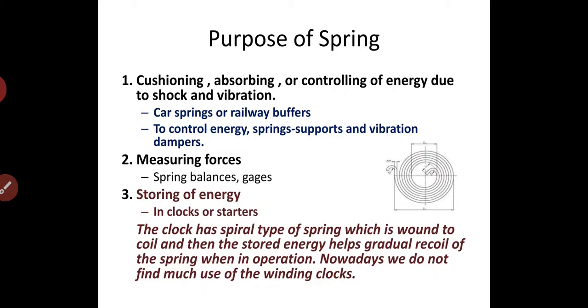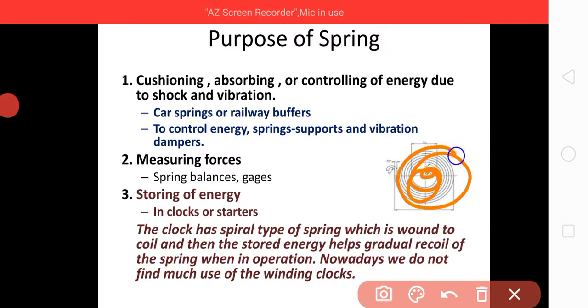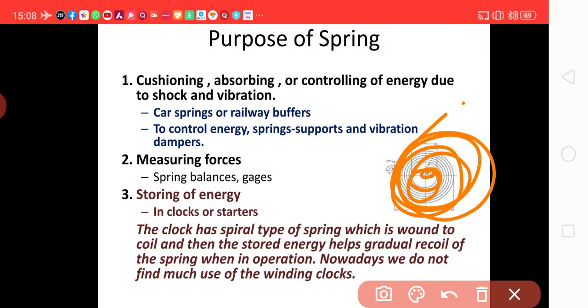This is the figure shown of a spiral spring here. This is wound here like this. Then slowly it releases and opens, and in doing so it releases energy which used to drive the pinion, and that pinion used to drive the arms of the clock or watch.